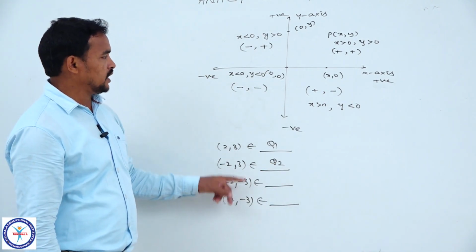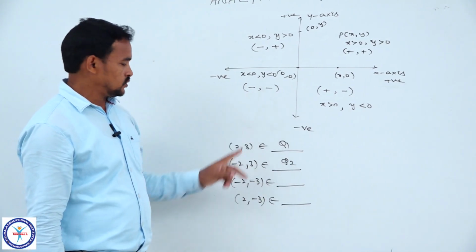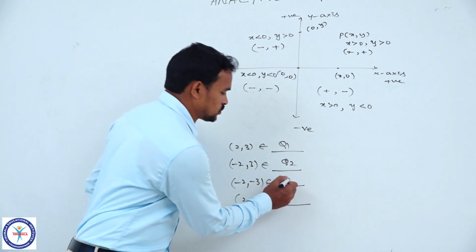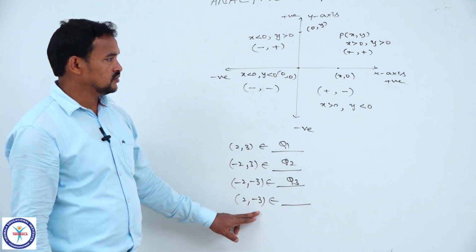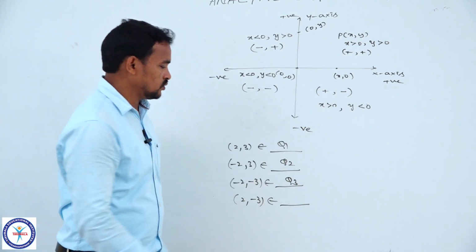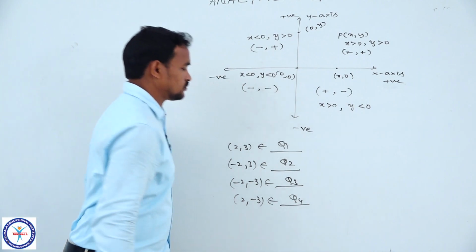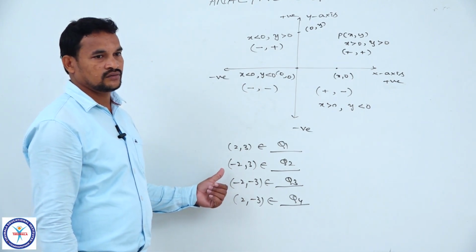Here x is negative, y is negative. So the point (-2, -3) belongs to Q3. Here x is positive, y is negative. So it is in Q4. Understood?